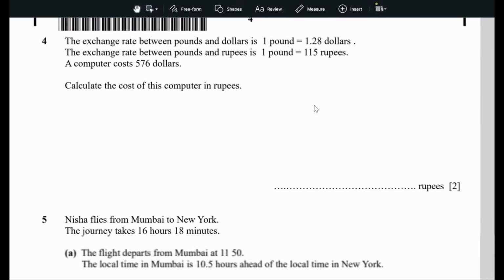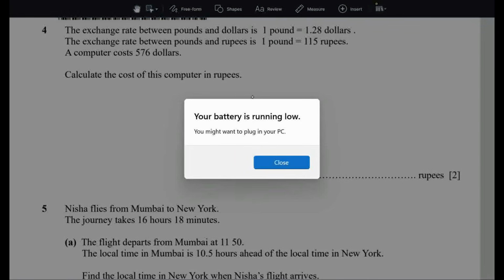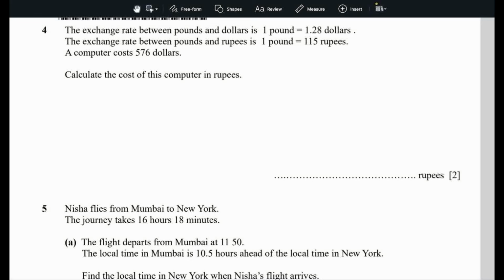Let's move to question number 4. In question number 4, the exchange rate between pounds and dollars is 1 pound is 1.28 dollars. Pound and rupees is 1 pound is 115 rupees. A computer costs $576.